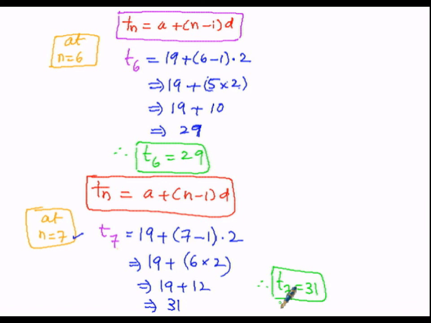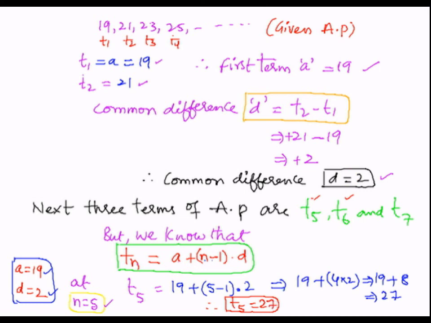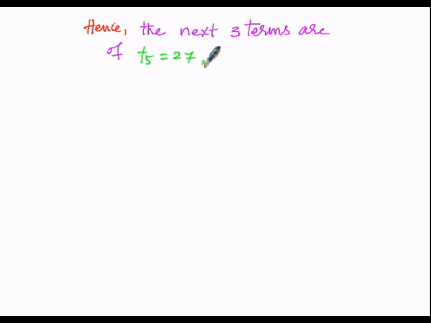Hence the next three terms are the fifth term 27, the sixth term 29, and the seventh term 31.